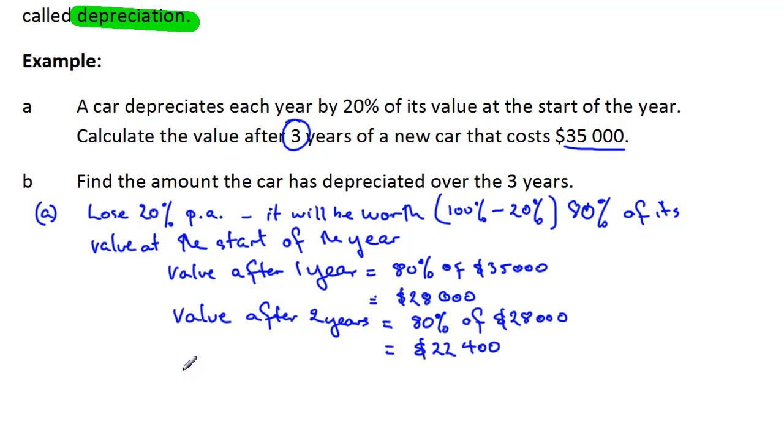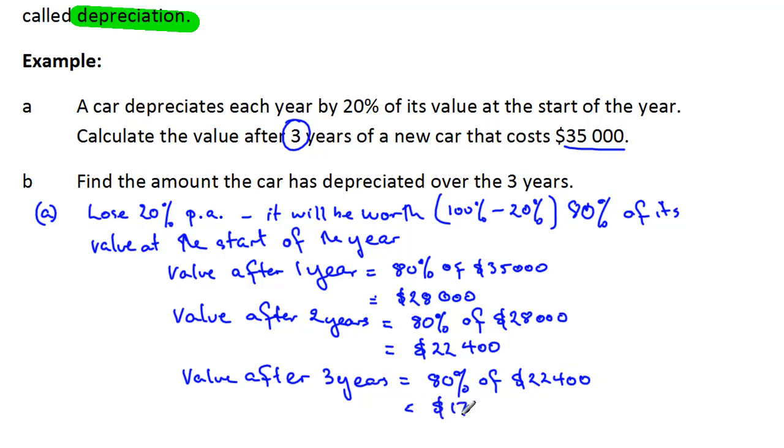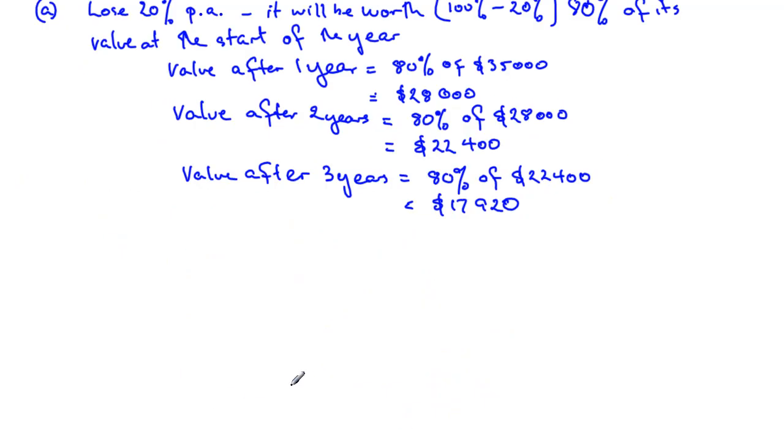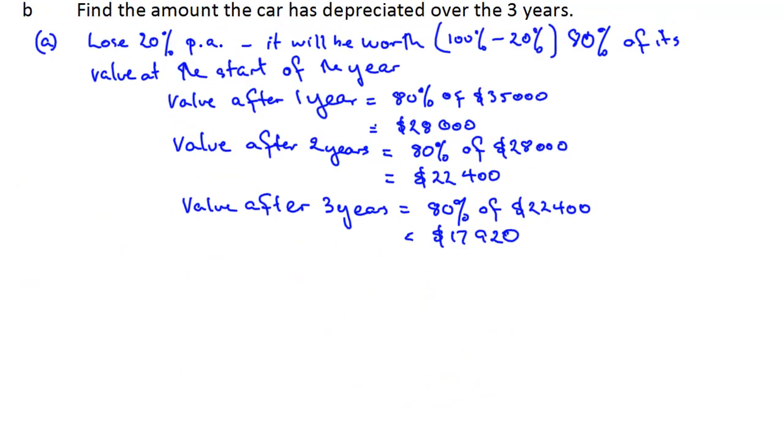What about 3 years? The value after 3 years is going to be 80% of $22,400. That's the value at the start of that year. So after 3 years, the car is going to be worth $17,920. I'll just push the page up a little bit. So there we have our depreciation.